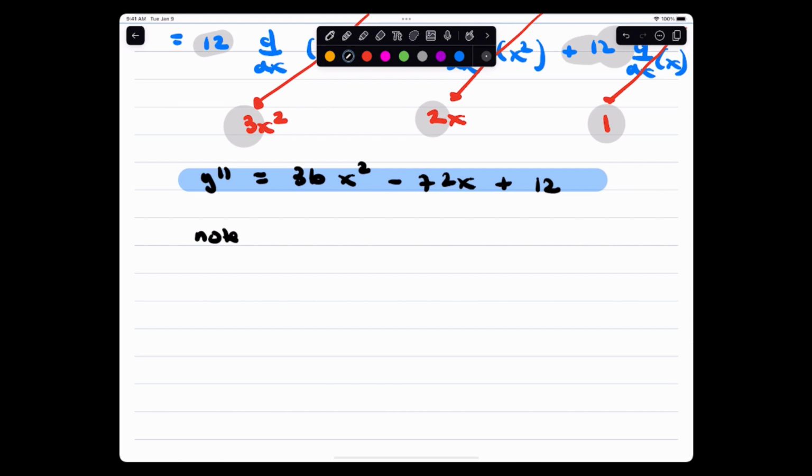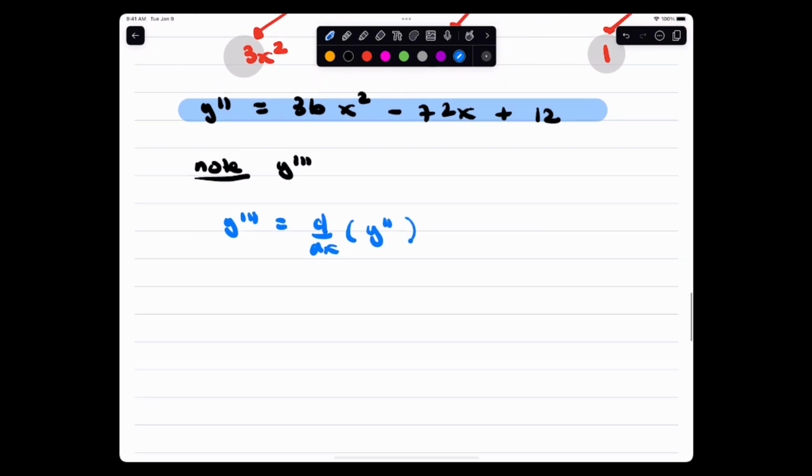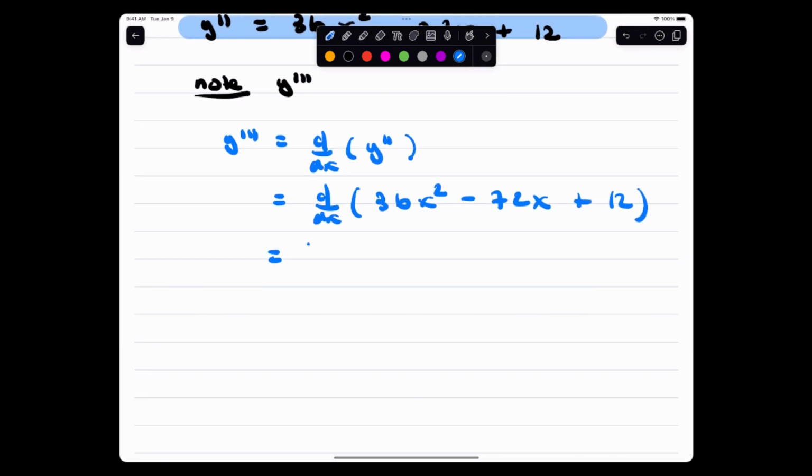And note, they didn't ask you, but what if they wanted the third derivative? Okay, how do you guys get that third derivative? Differentiate the what? Second derivative. 36x squared minus what? 72x plus 12 here. So use your properties again. Pull out your constants.